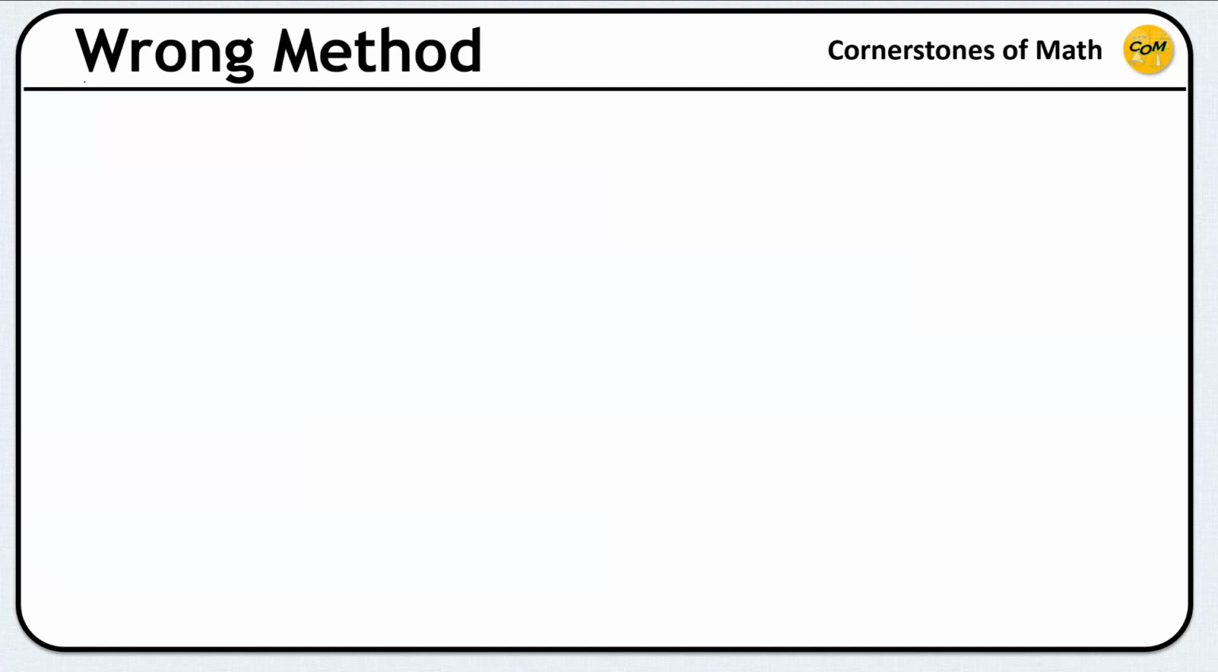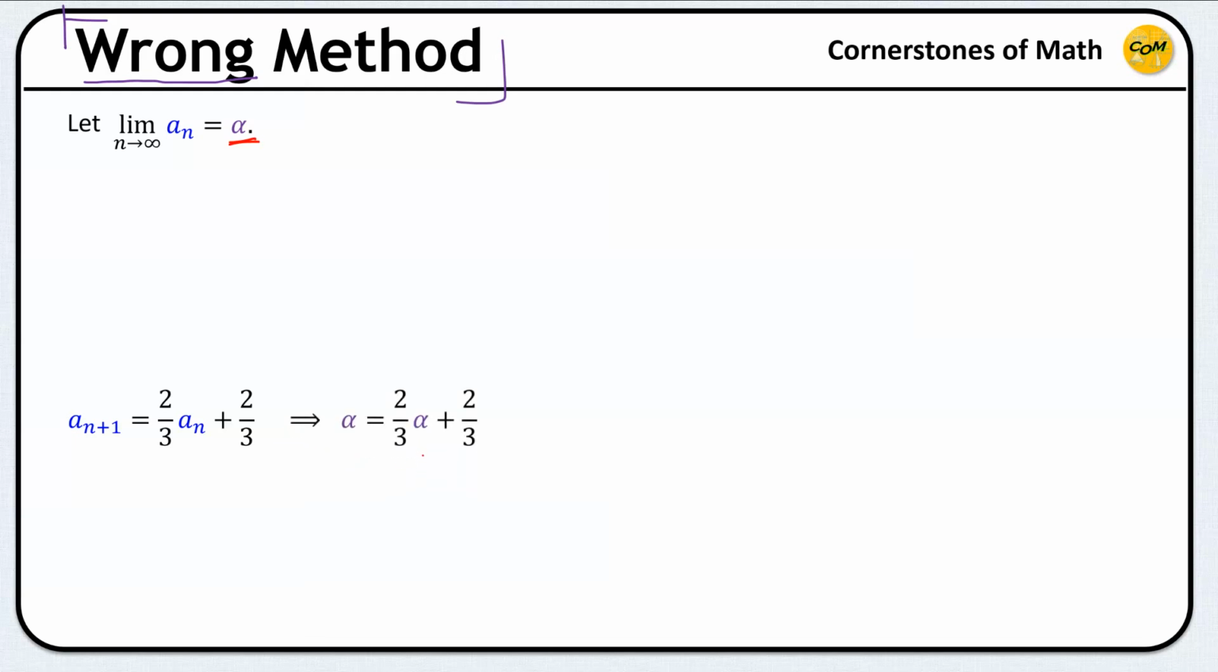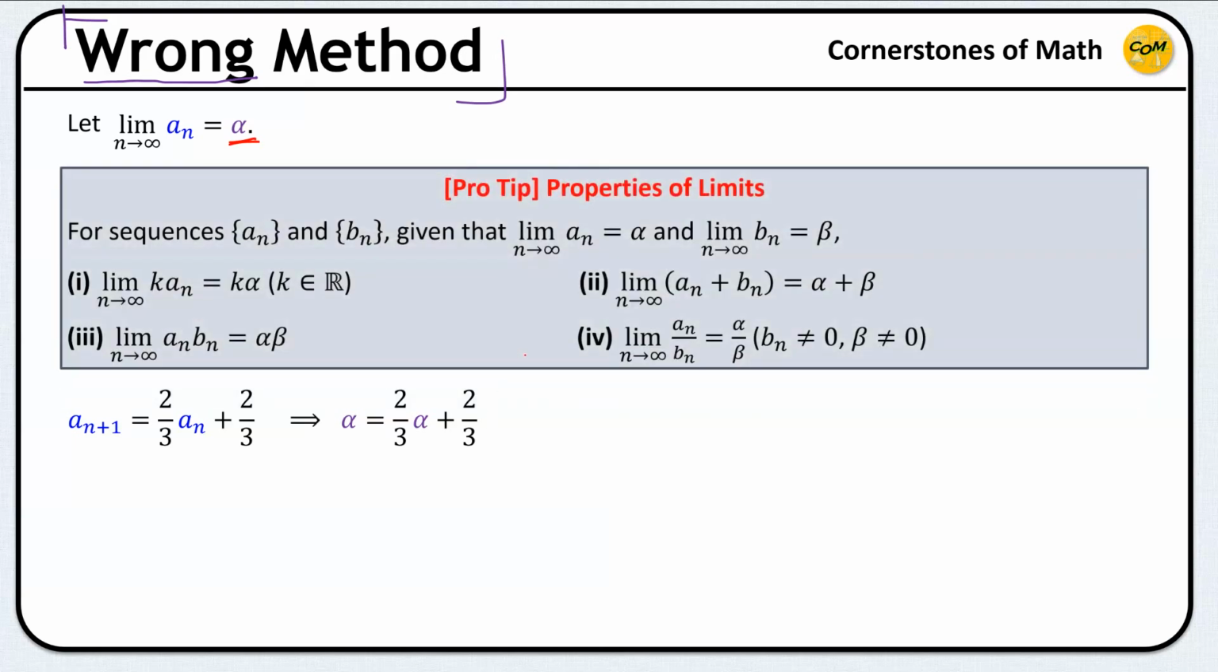Like I said, many people take the wrong approach to the problem, so let me explain the wrong method first. In the end, we want to find the limit of the sequence, so let the limit of this sequence a_n be alpha. Then, if we take the limit on the given recurrence relation, it becomes alpha equals 2/3 times alpha plus 2/3, owing to these properties of limits that you're all very familiar with. This further simplifies to 1/3 times alpha equals 2/3, which gives alpha equals 2, hence the limit of the given sequence must be 2. And we're done, right?